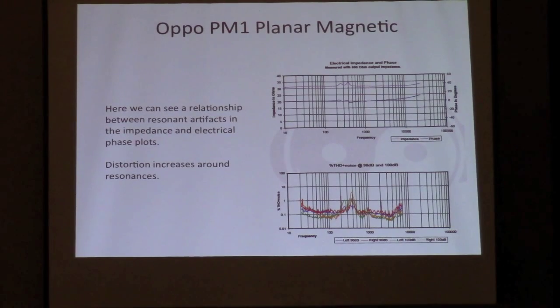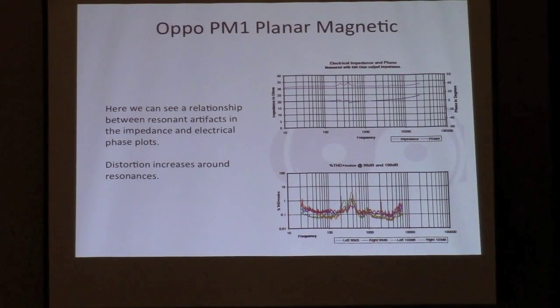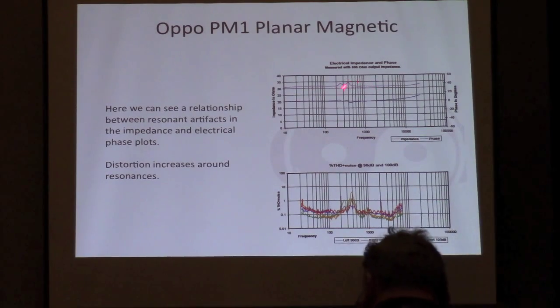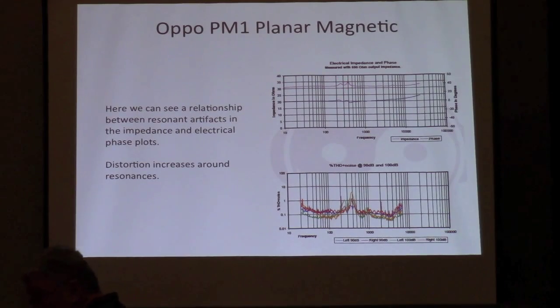So here's an Oppo PM1. This is a brand new headphone, and the other has been around for ages, but they're both planar magnetic headphones. Notice the distortion here, and then notice that the Oppo PM1 has a distortion in the same area. The manufacturer told me that's where the driver's resonance is, and on the impedance plot you can see the resonances right here. So these are the two primary driver resonances, and you can see a relationship between that and the THD plus noise plot.